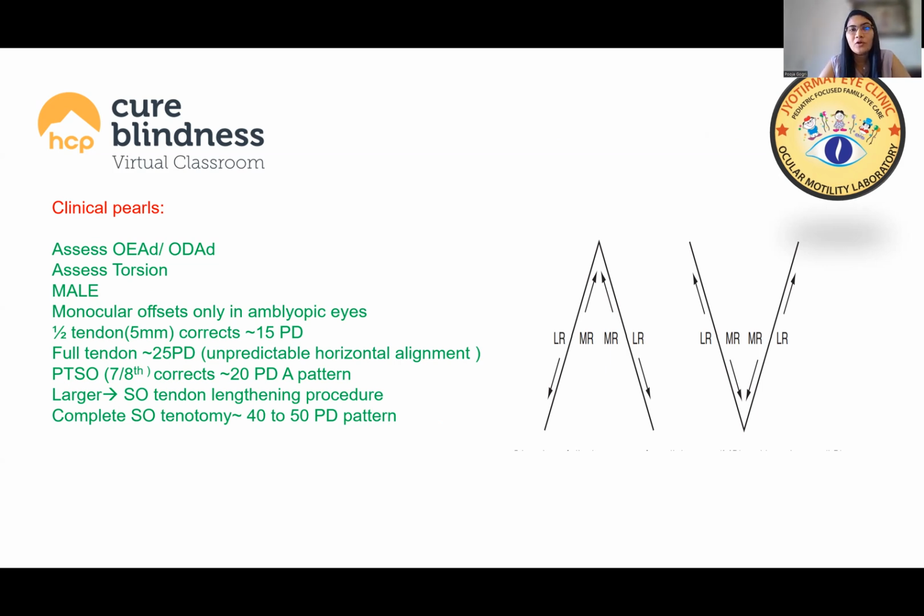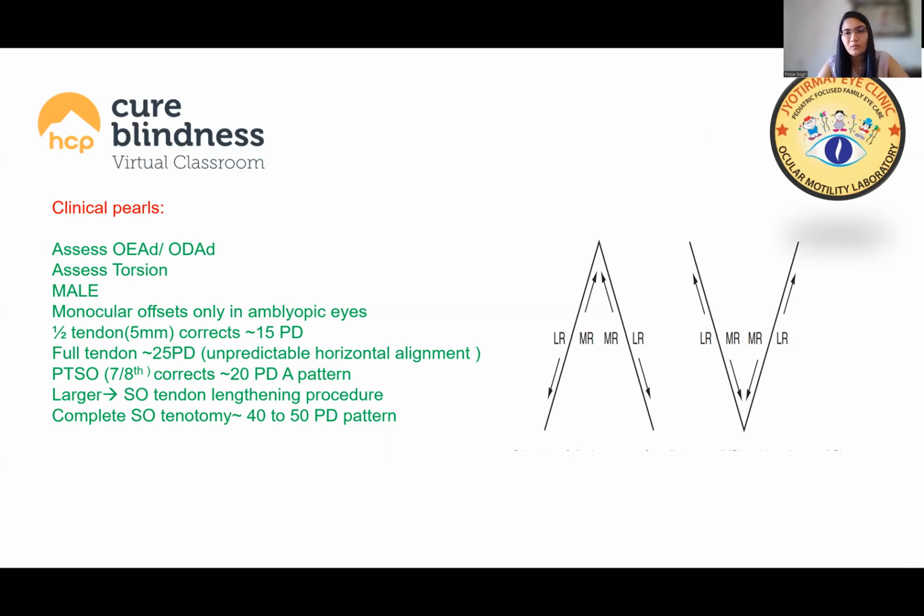We have gone through the mnemonic MALE, which is going to help you remember where you're going to transpose the horizontal recti so that you're going to get a correction of the pattern. Now, what we must also remember is when you want to offset this, you want to offset it bilaterally, because if you're going to offset it vertically, you may induce some torsion. And that may be okay only if you have an amblyopic eye, which will not have torsional diplopia postoperatively.